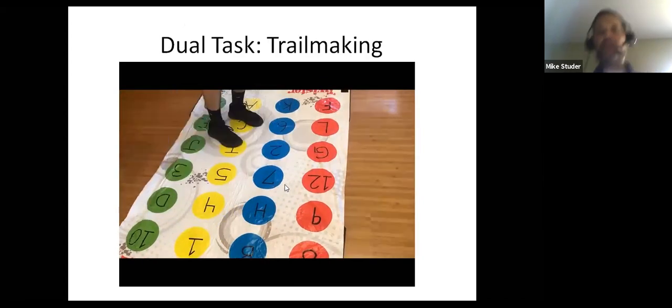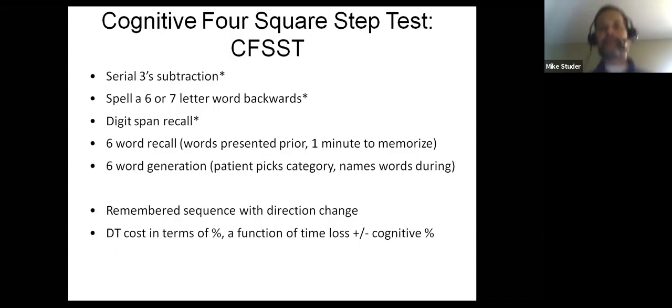Okay, many of you would be familiar with the trail making B, and that's what we've done there, just done it with an agility task on top of it. Another brief possible example of some dual task testing could include the cognitive 4-square step test. If this doesn't sound familiar to you, please don't worry. It's because we're certainly working on designing this right now. It's not out in validated research.